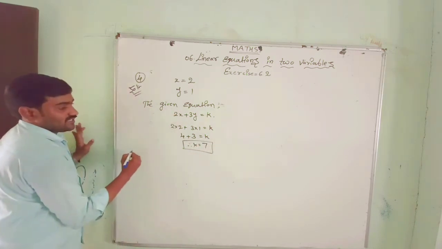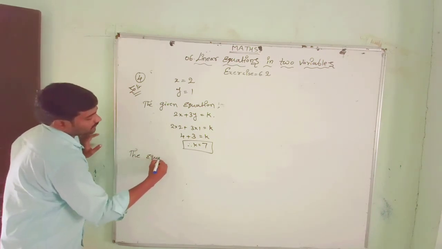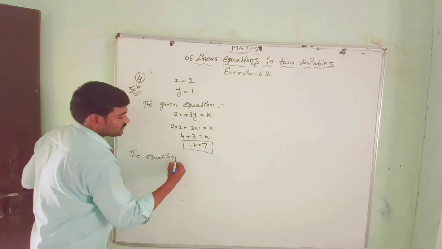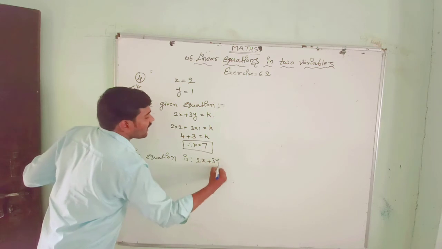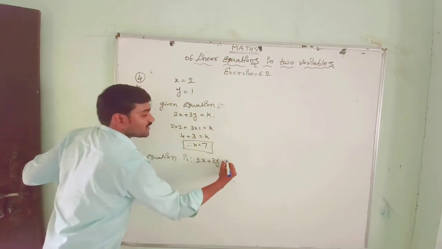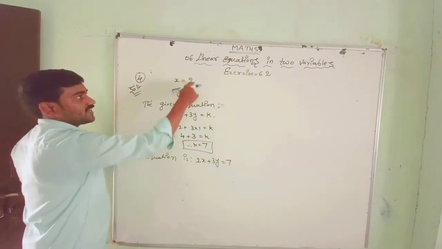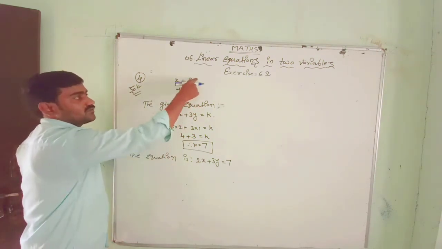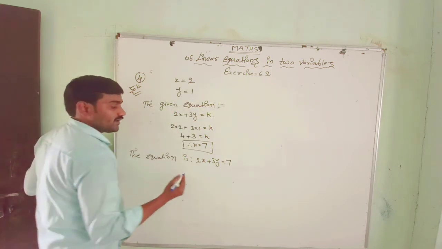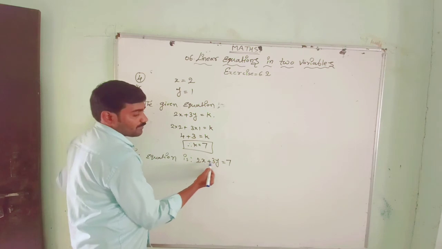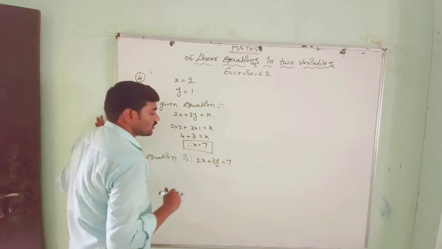Then the actual equation now, what will be the equation now? 2x plus 3y equal to k, in the sense we got 7. For this we need to find out the two more solutions. Here x 2, y 1, that is (2, 1), is one solution. x equal to 2, 2 2s are 4, 3 1s are 3, 4 plus 3 is 7. It will be balanced. In that way we have to find out the two more solutions.